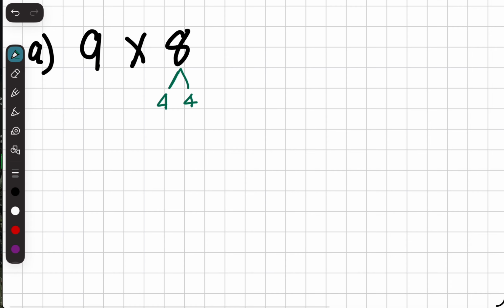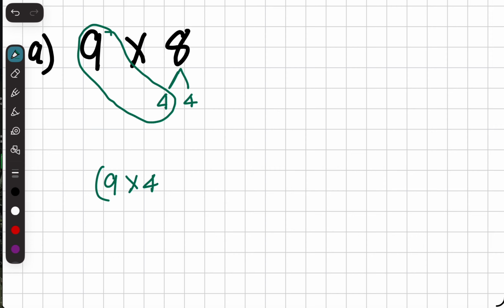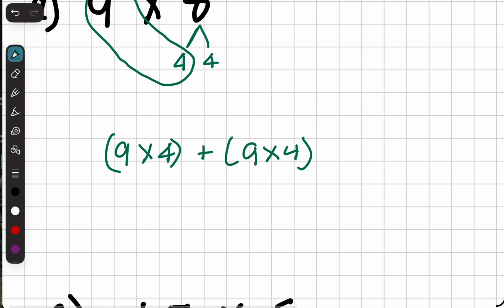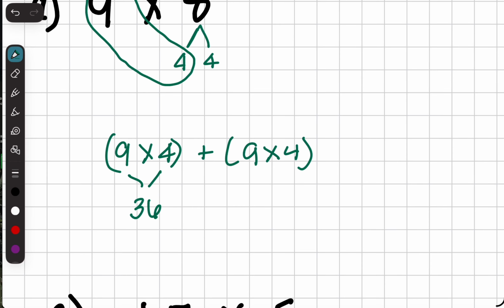So now that I have this, that means I'm simply going to multiply this factor here by both of these 4s. Okay, so that means I'm going to do 9 times 4 and then 9 times 4 again. And whatever product I get from both, I'm going to add them. Okay, so we know that our multiples of 9, when we skip count, 9, 18, 27, 36, we know that 9 times 4 is going to be 36. So that means this one here is also going to be 36.